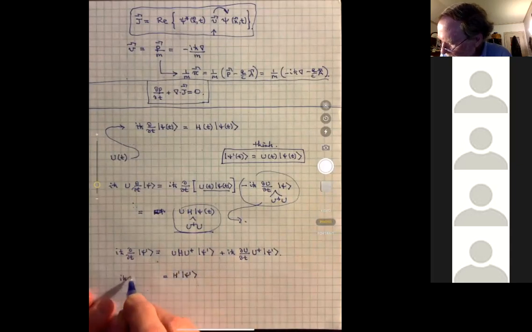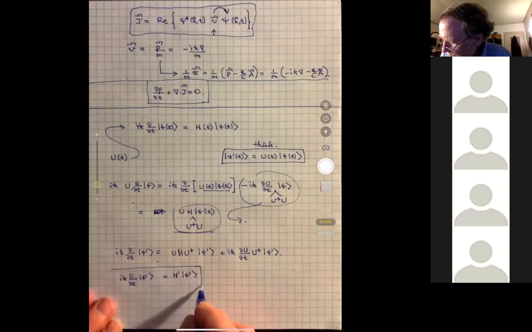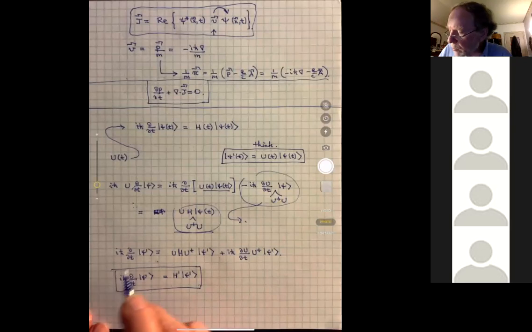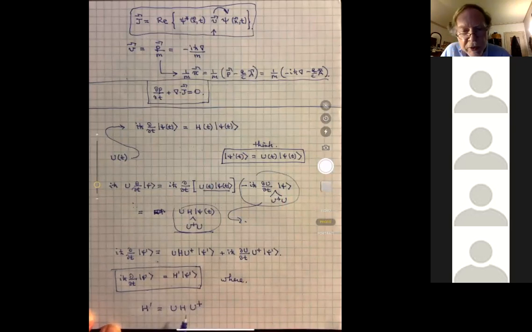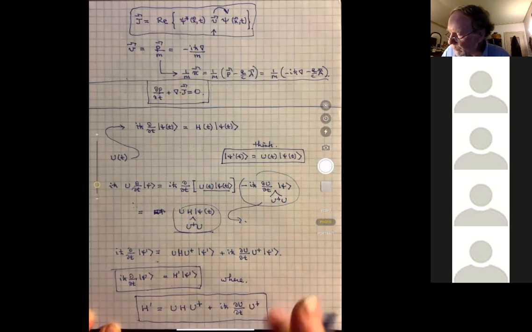To write it out in full, a primed version of the Schrödinger equation is the same as we started with before, except now it's got primes, where the new Hamiltonian H prime is given by U H U dagger. You would have expected that. You just conjugate the old Hamiltonian. But in addition, there's another term, it's iħ, partial of U with respect to t, times U dagger. And let me box that because that's the transformation law for the Hamiltonian under the unitary transformation.